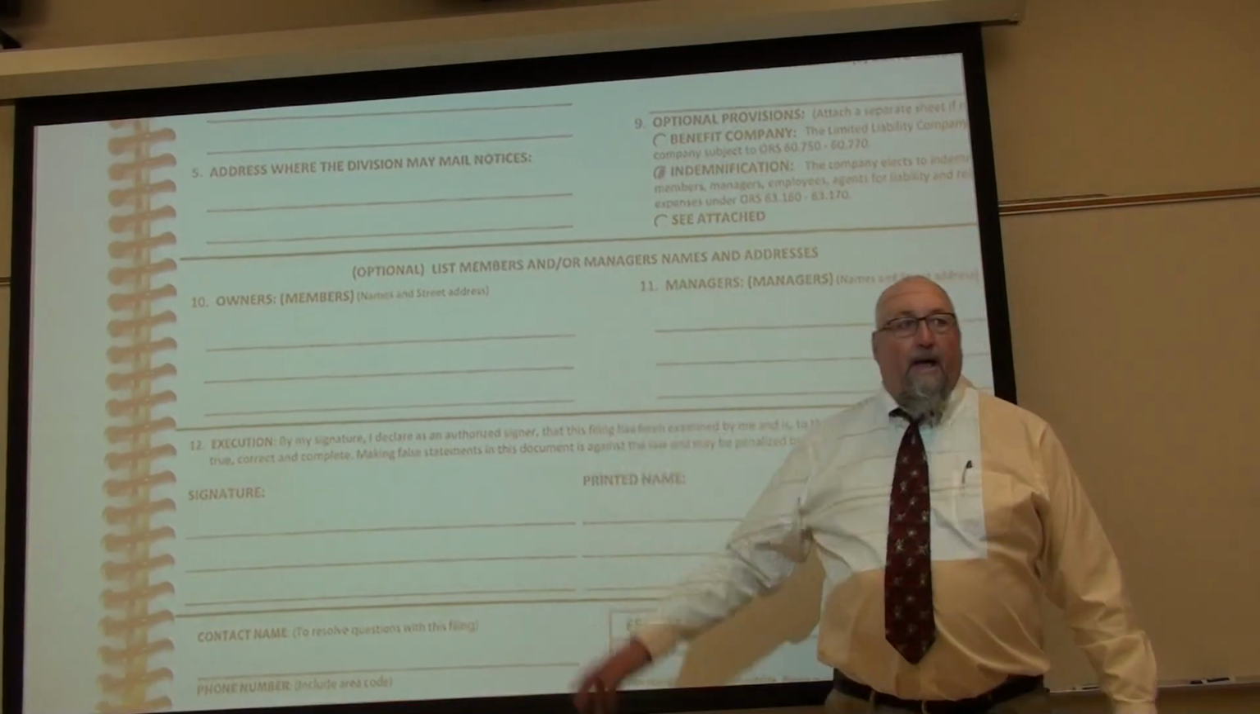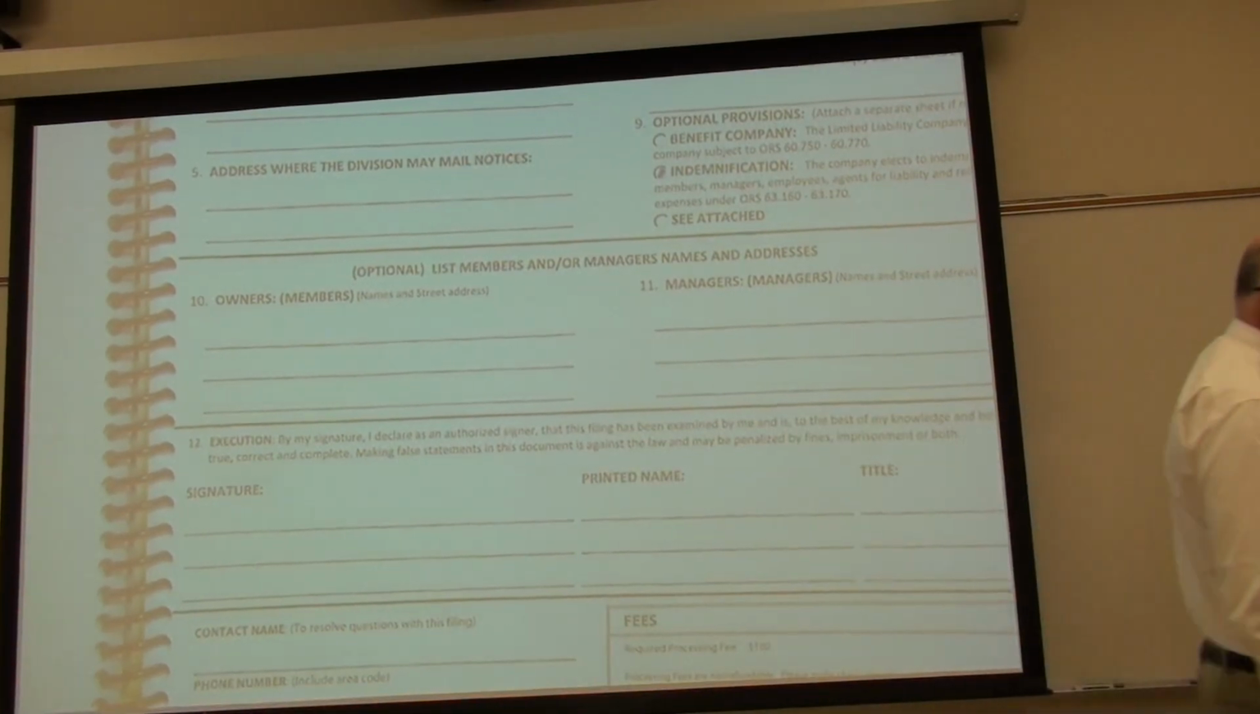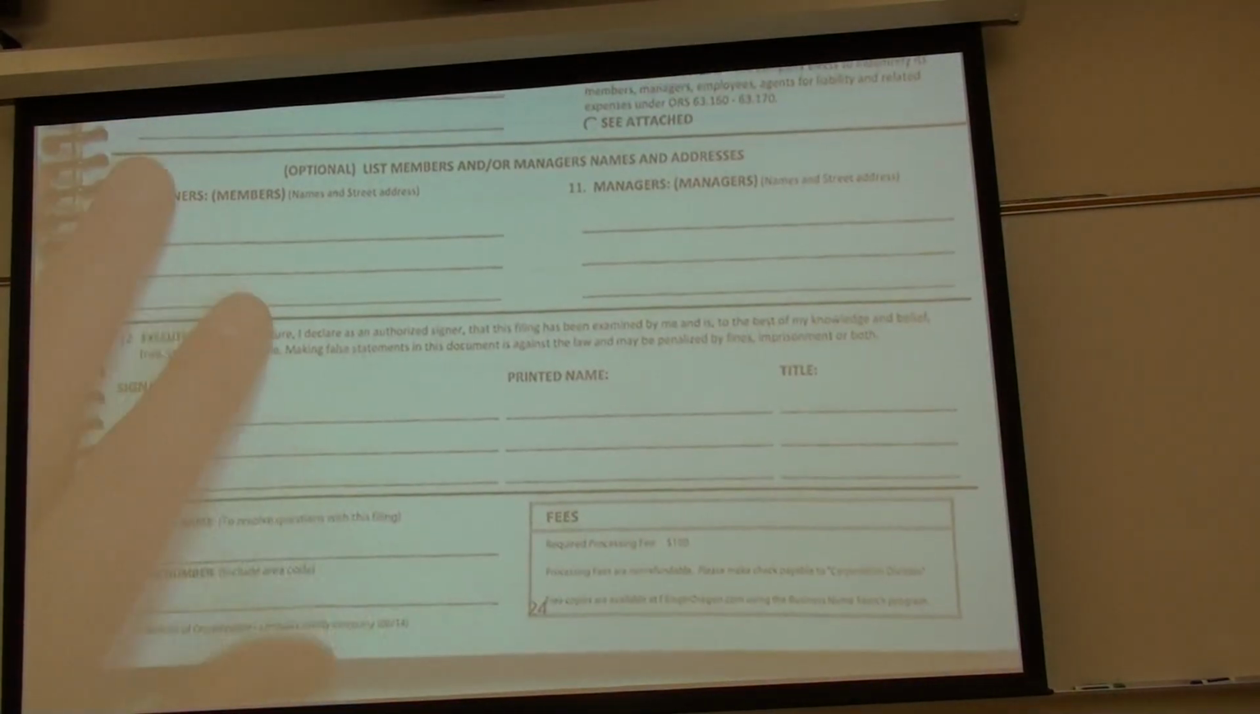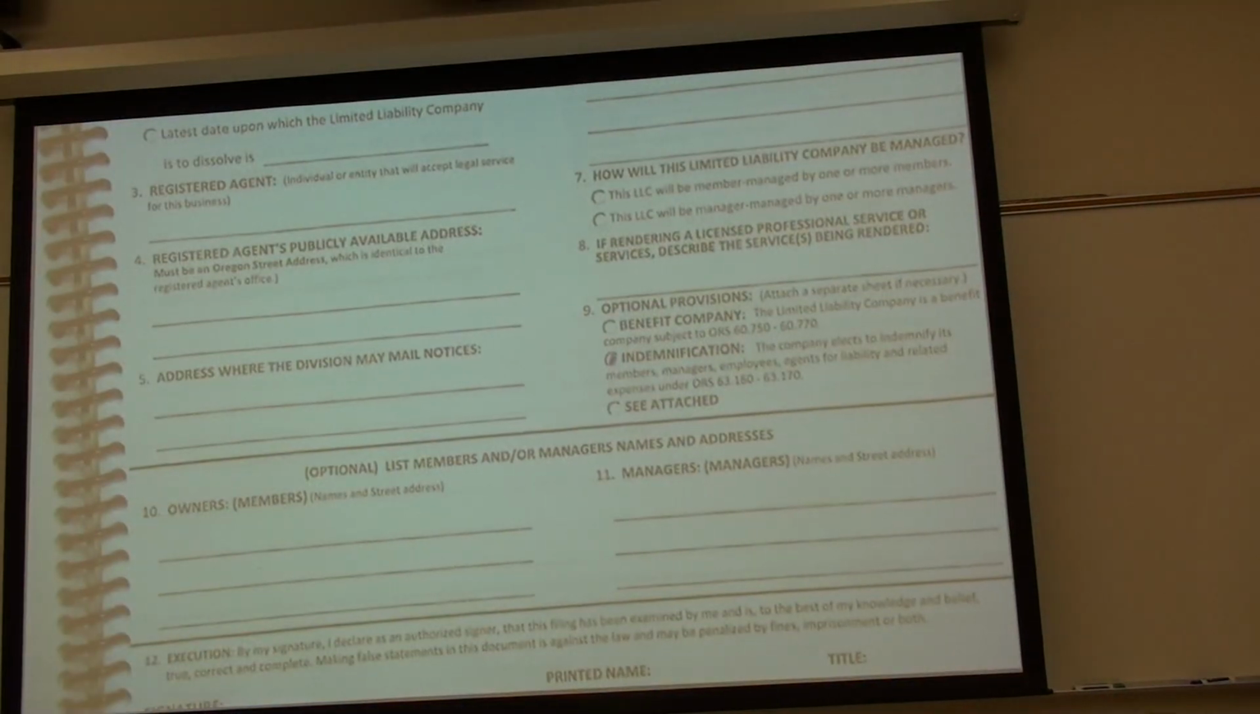And then if there's going to be a manager, you have to list the manager name on down the line, and then signature line and all that. Question? If the owner and the manager are the same? Yeah, just put your name twice.